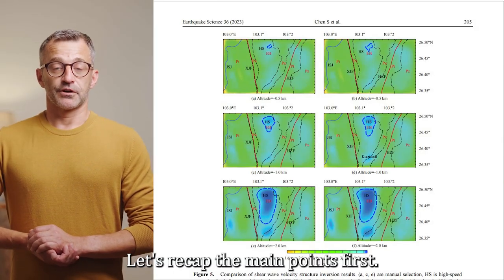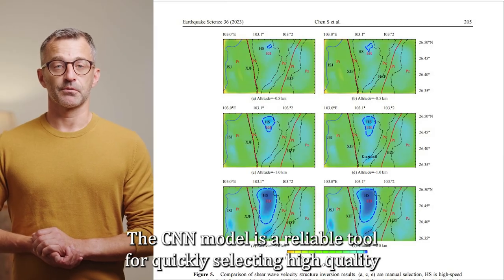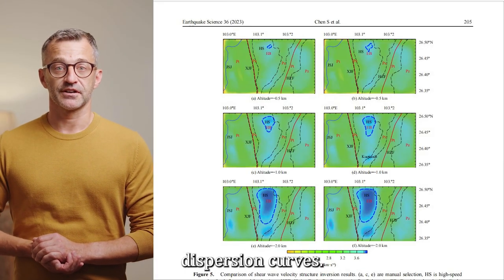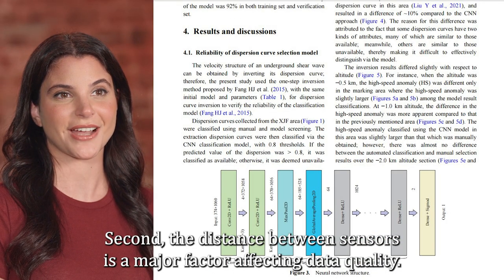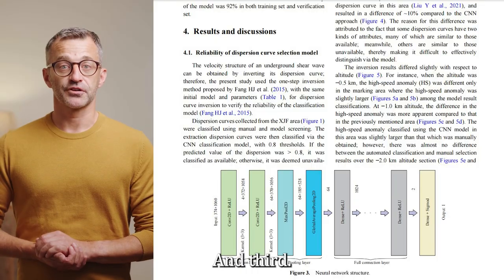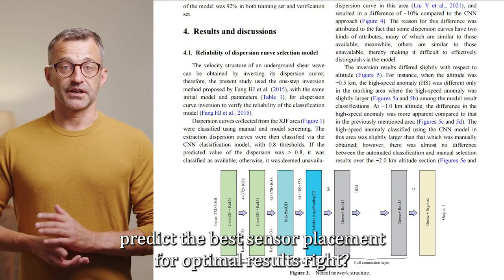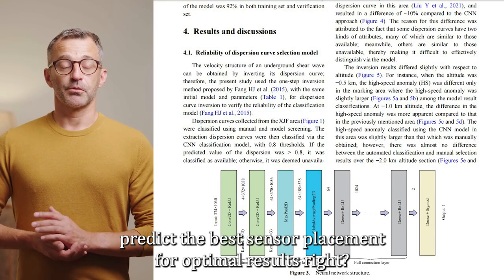Let's recap the main points. First, the CNN model is a reliable tool for quickly selecting high-quality dispersion curves. Second, the distance between sensors is a major factor affecting data quality. And third, Monte Carlo simulations can help predict the best sensor placement for optimal results.